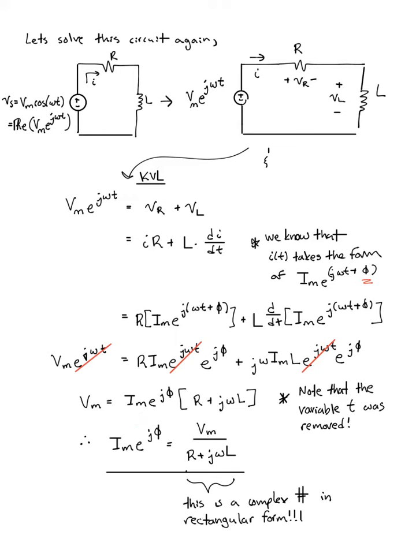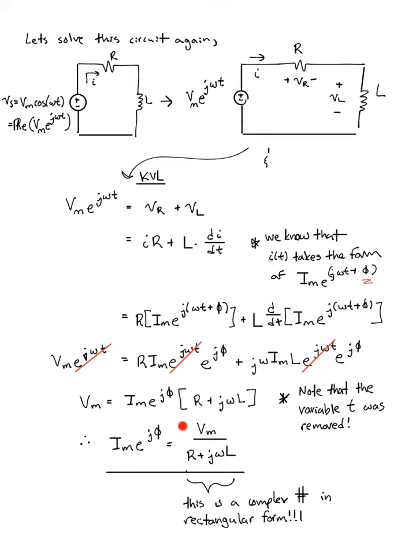Time is irrelevant because the sinusoid is repetitive in time. It repeats every period T. The complex exponential is useful firstly because it helps us get rid of the variable t, noting that this can be expressed as a summation of sinusoids, which just cancels out. Now we take this form and solve for Im e to the j phi, because that's our solution, and we get Vm over R plus j omega L.